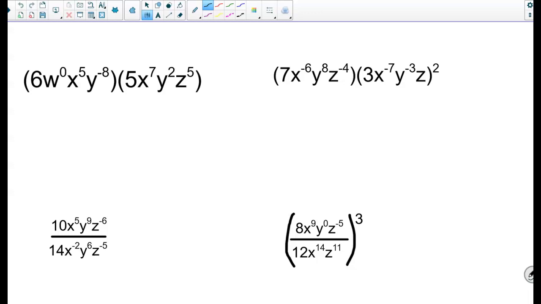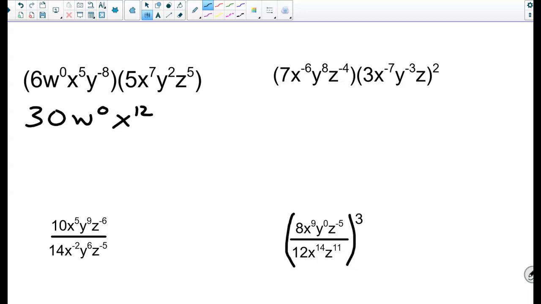First question here. We're going to take the 6 and the 5 and we're multiplying it. There's nothing for the W to multiply by, so I'm going to write it down again with its exponent. X to the 5th times x to the 7th is x to the 12th. The same base, we're adding the exponents.